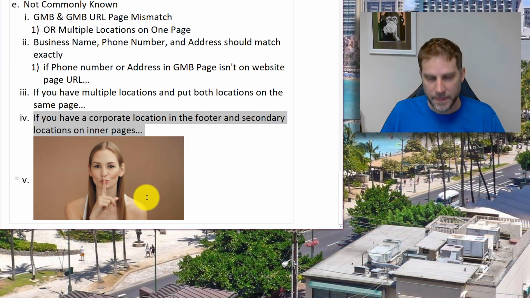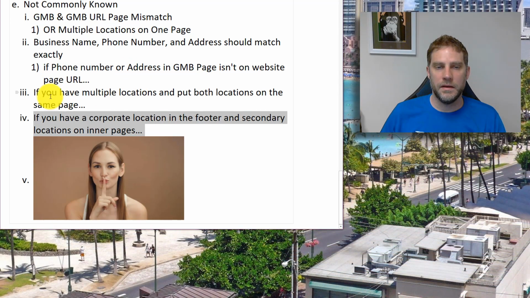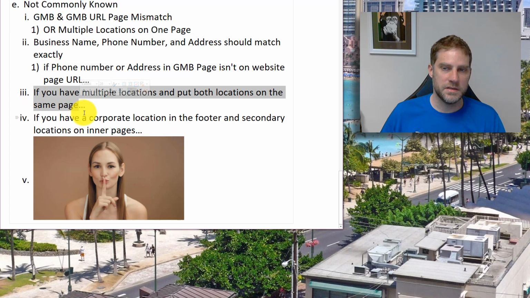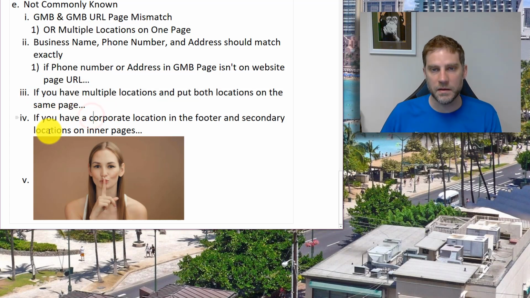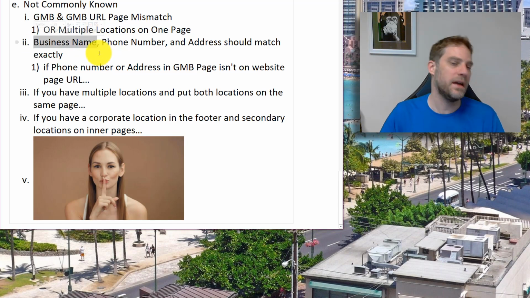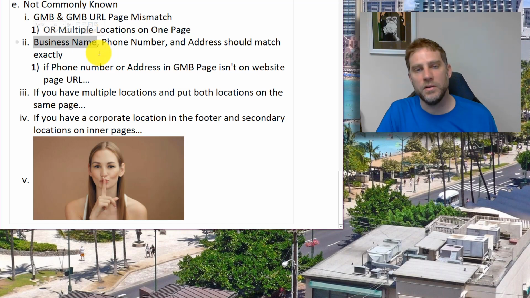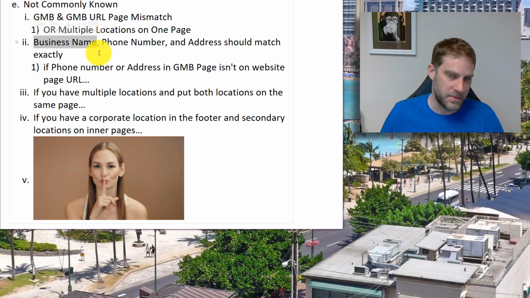And this is similar if you have multiple locations and put both locations on the same page, that's going to be a problem. And really, I'm not sure about the business name. I think they're a little bit more lax about that, but I would recommend you go ahead and put the exact business name at least once somewhere on your page, and then your phone number and address on the page as well. And that's a lot more strict because that's a lot easier to check.